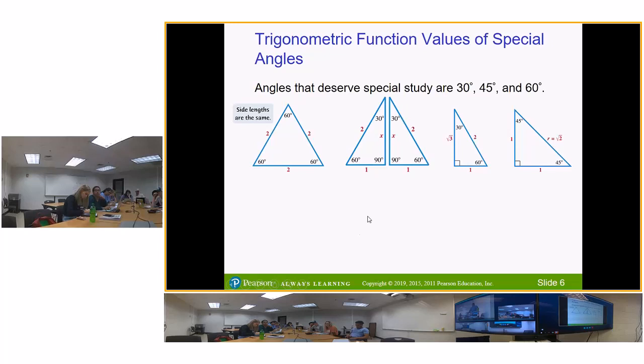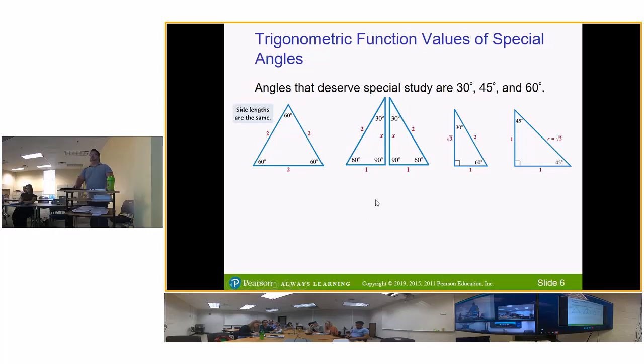There is your special angles. 30, 60, and what? 45. We've already covered this, so I'm going to leave it up here just for a couple of seconds, just for the video, in case you need to go over it. That's it.